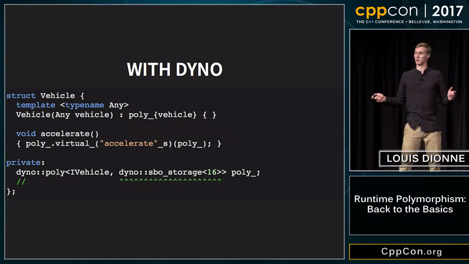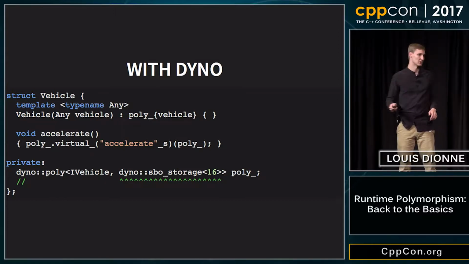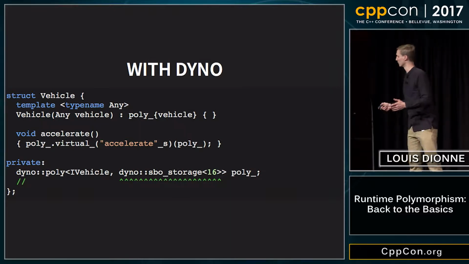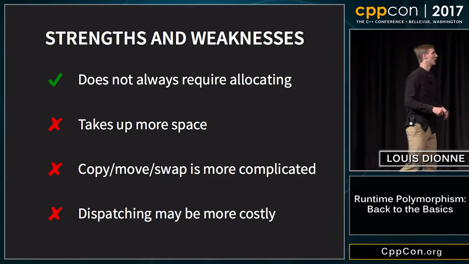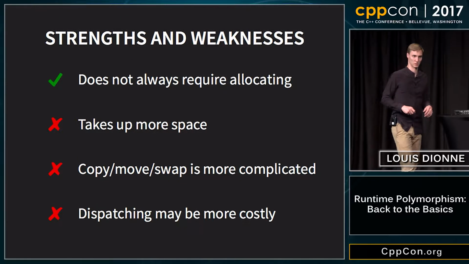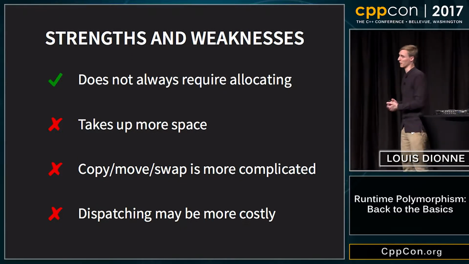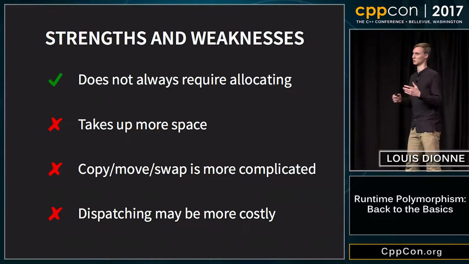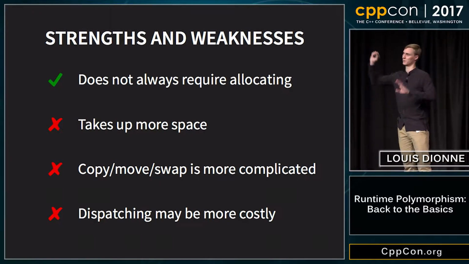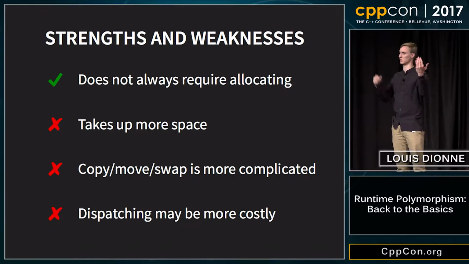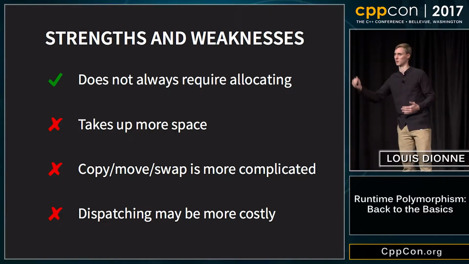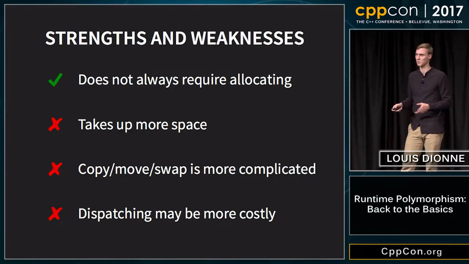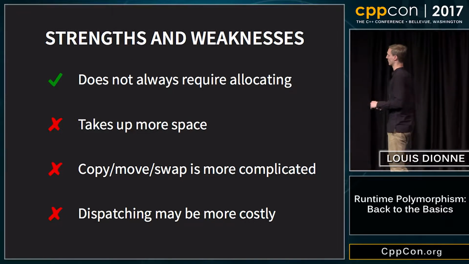And so with Dino, you just need to use a different storage policy, SBO storage with whatever size you want. That's the only line that changes. So the strengths and weaknesses of this approach: it does not always require allocating, so that's good. But it takes up more space, and copy, move, and swap operations are kind of complicated. You have to handle a bunch of different cases, like if this guy's on the heap, that guy's on the stack, and so on. So I think you have 4 combinations to handle. And dispatching may also be more costly depending on how you actually implement it.